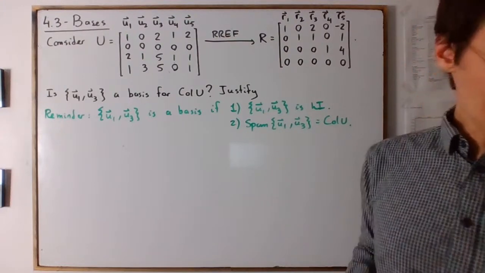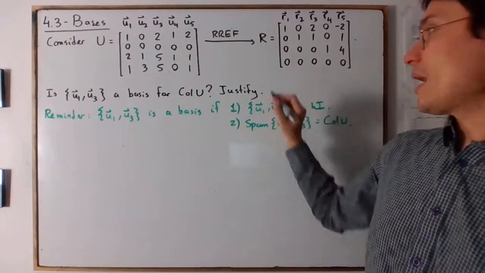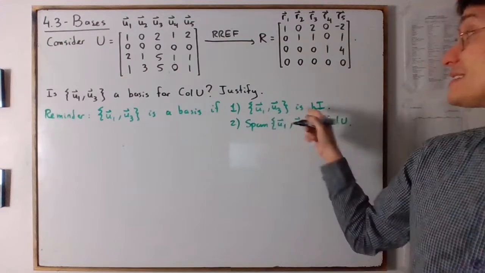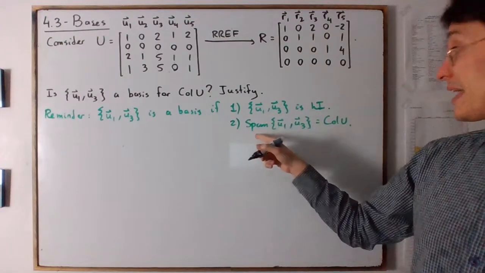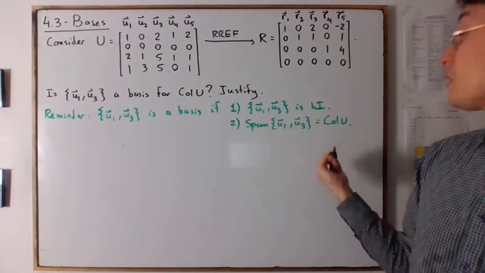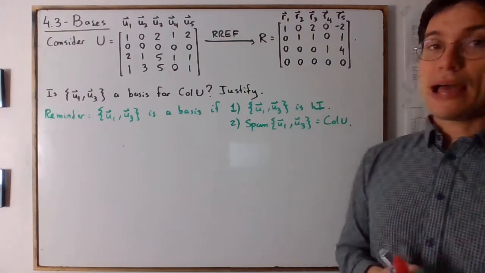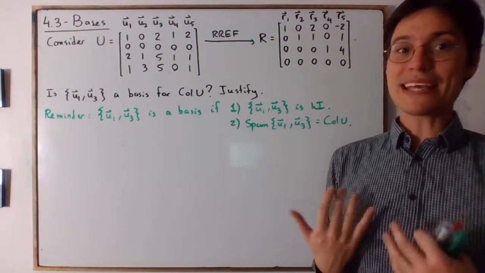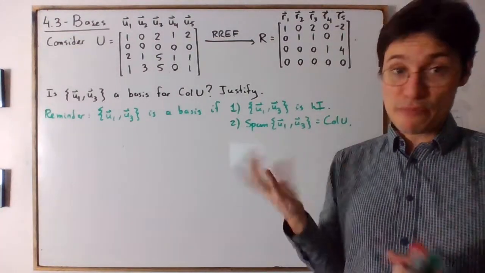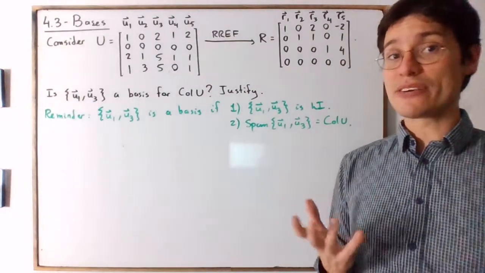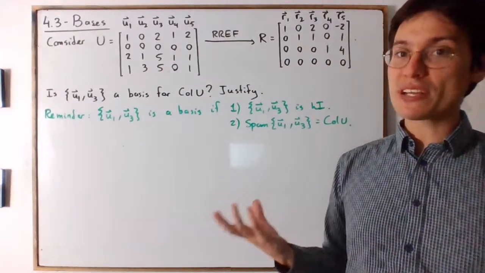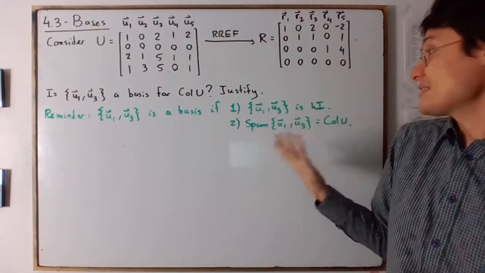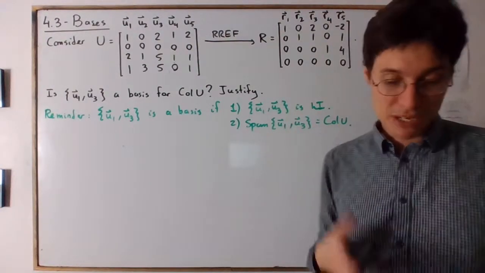Okay, before we start that question, I just want to put down here that U1, U3 will be a basis if it is linearly independent and if it spans the column space of U. And what we will see is that by removing a vector from a basis, you still get a linearly independent set, but unfortunately, you affect the property that the set that you have is no longer a generating set. So let's get started.